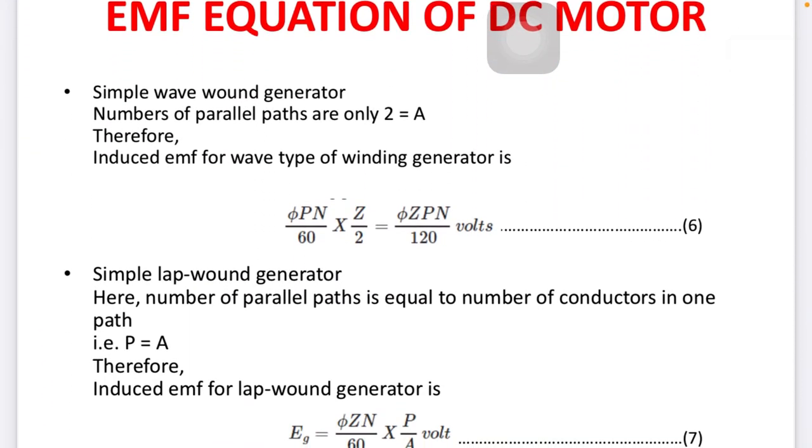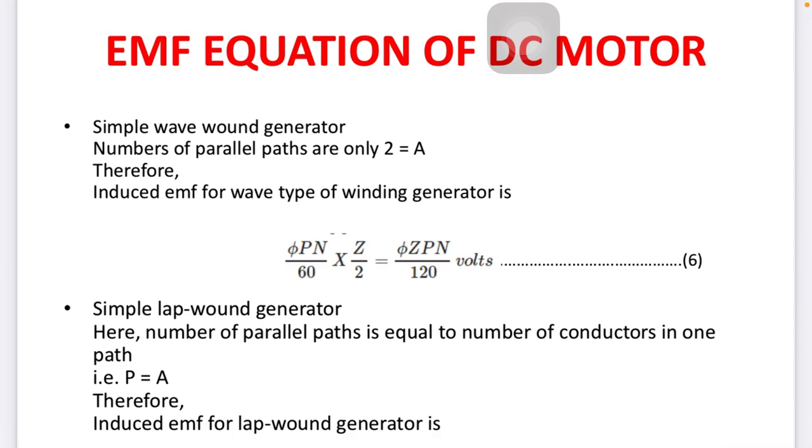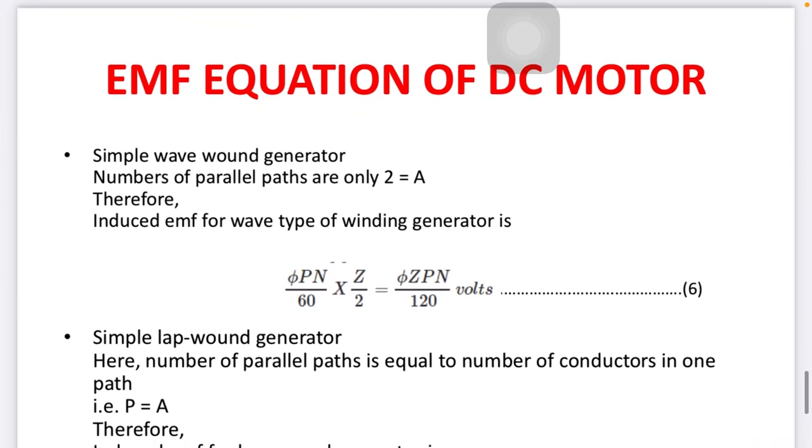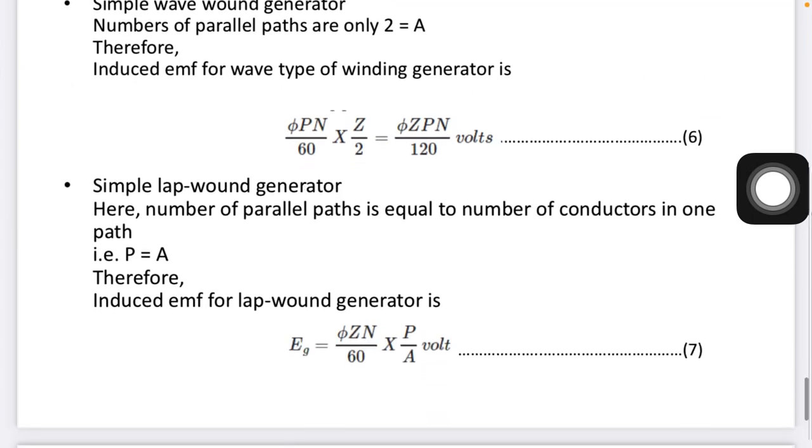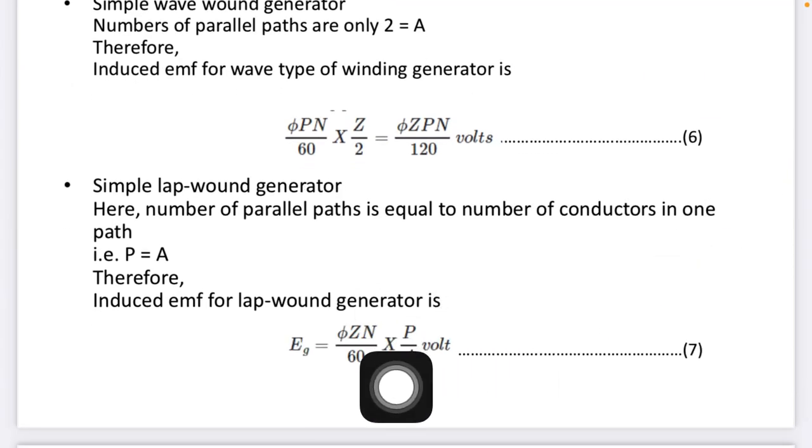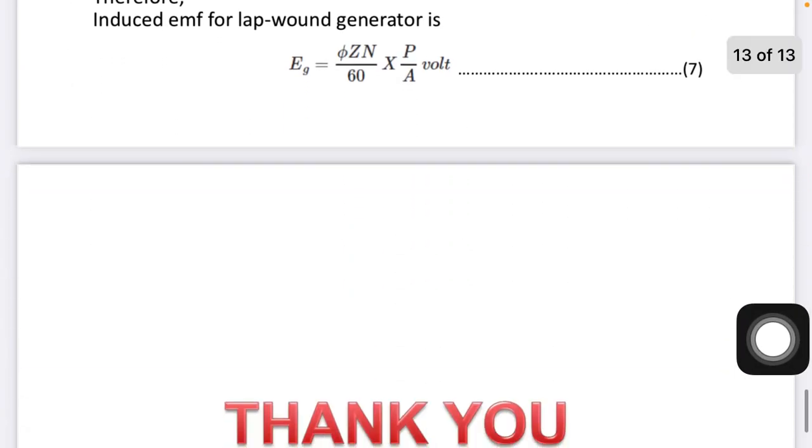Now it depends on the winding, as I told you. For wave winding, the number of parallel paths A is 2, so we can simply put E is equal to P phi N Z divided by 2 into 60, which is 120. So E is equal to P phi N Z divided by 120 for wave winding. For lap winding, A is equal to P, the number of poles, so the EMF equation is P phi N Z divided by 60 A.